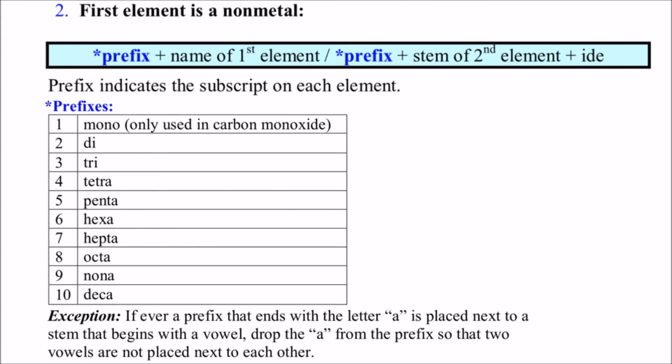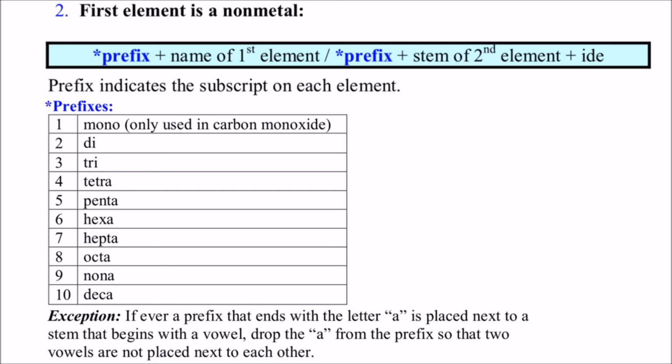Alright, the second type of binary compound you could have is one that has a first element of a non-metal. So here's the rule. You say a prefix, you say the name of the first element, prefix of the second element, the stem of the second element, and then IDE. A prefix is indicating the subscript for each element. So here's a list of prefixes. Mono for 1, di for 2, tri for 3, tetra for 4, penta for 5, hexa for 6, hepta 7, octa 8, nona 9, deca 10.